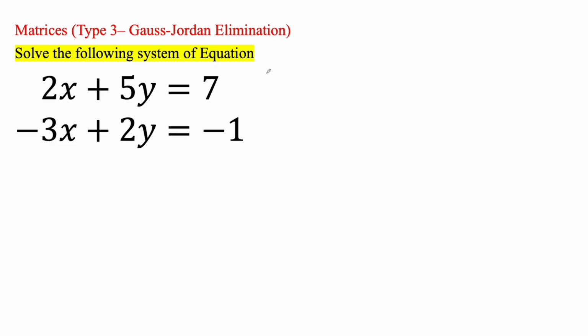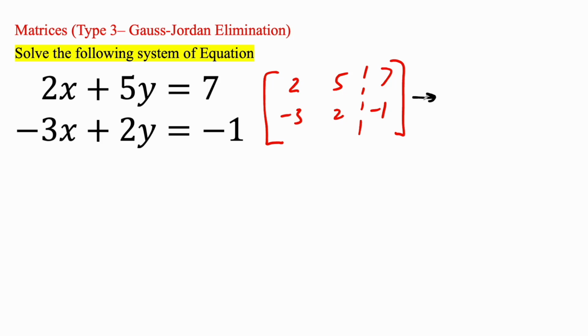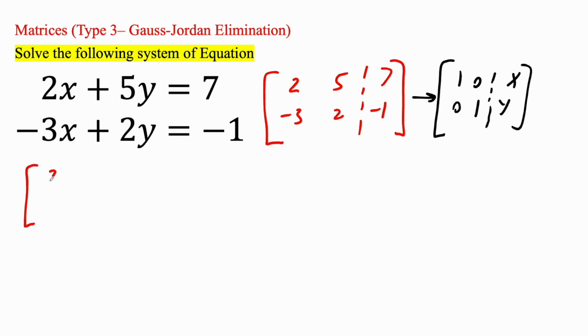And so, with the Gauss-Jordan elimination method, let's first write out our matrix. We have 2, -3, 5, 2, dash, dash, dash for our answer, 7, -1. And our objective is to transform this into this. And we'll do this through row operations. So first, let's rewrite what we have. We have 2, -3, 5, 2, dash, dash, dash, 7, -1.